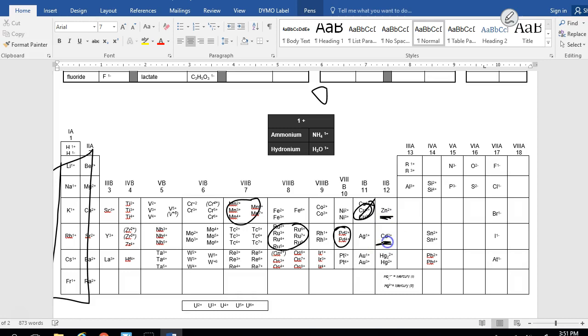No Roman numeral. Cadmium. No roommate. No Roman numeral. Silver. No roommate. No Roman numeral. Aluminum. No roommate. No Roman numeral. Cobalt needs a Roman numeral because it has a roommate. Iron needs a Roman numeral. Has a roommate. So that's the idea behind a roommate.